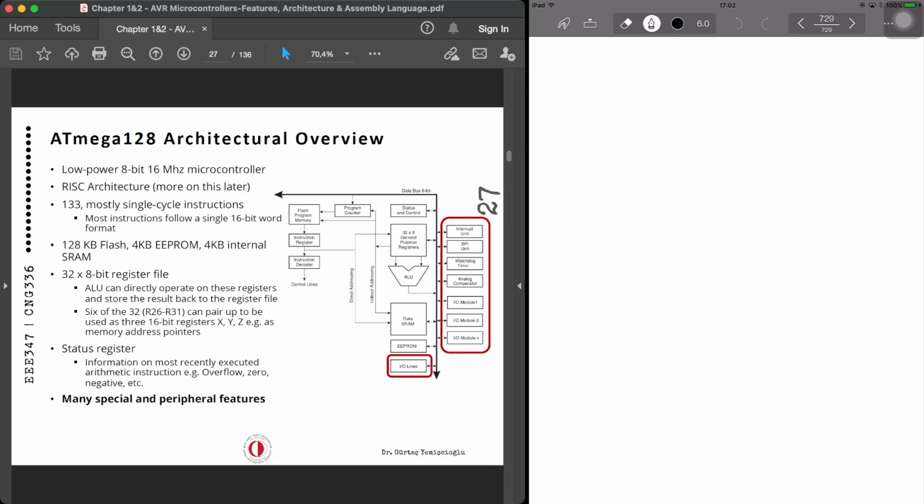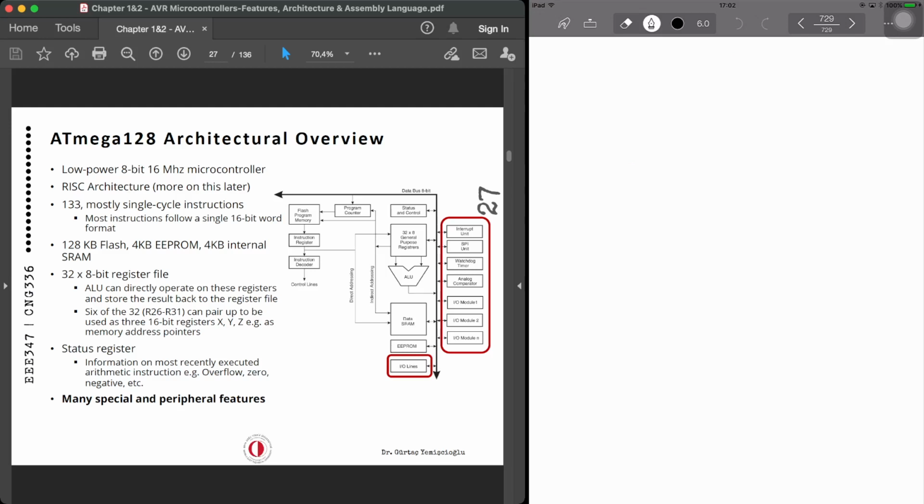And of course, we have some special and peripheral features: the interrupt unit, SPI, serial port, and watchdog timers, which is an external timer that can be used automatically to detect software anomalies, but we are not going to see that in this course. There is an analog comparator, where you have analog inputs and can compare them, and of course input-output modules that we can use to interact with the outside world. So this is in general what we have as an architectural overview.